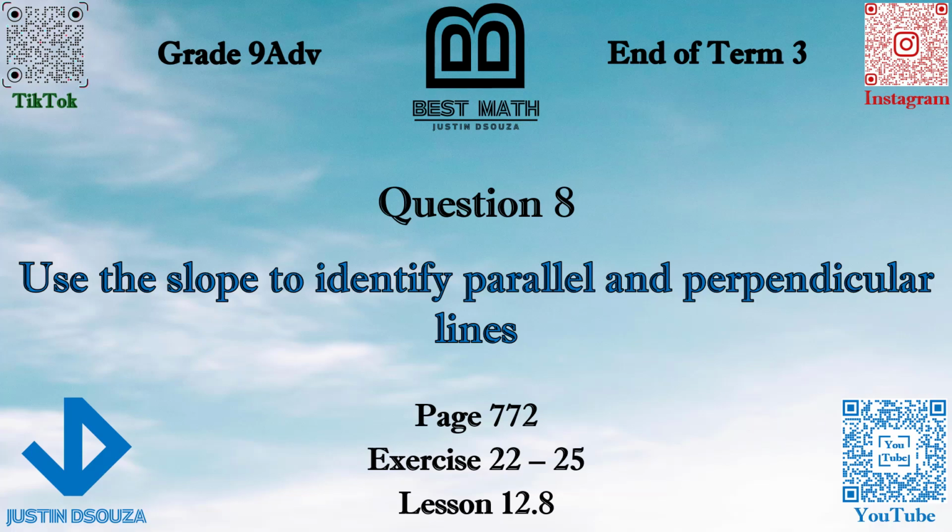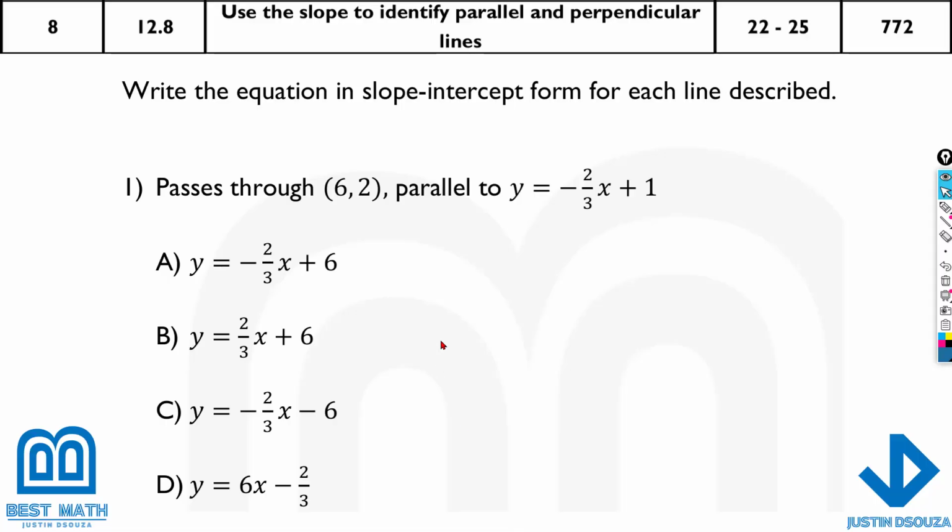In this question, we will use slope to identify parallel and perpendicular lines. Basically, we are writing the equation. We are finding which is the correct equation for the particular lines. They have asked us to write a line which passes through this point and parallel to this equation.